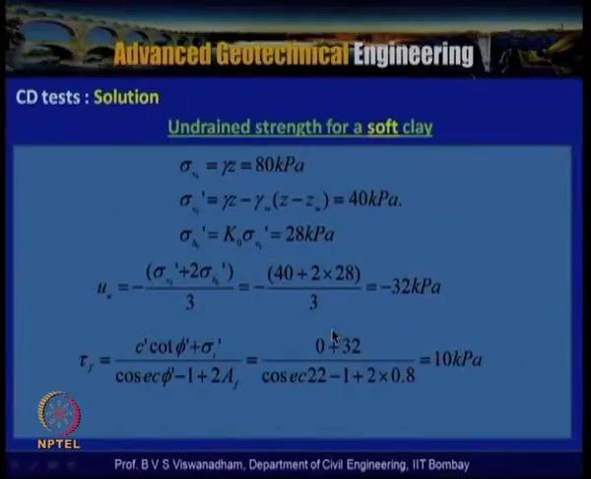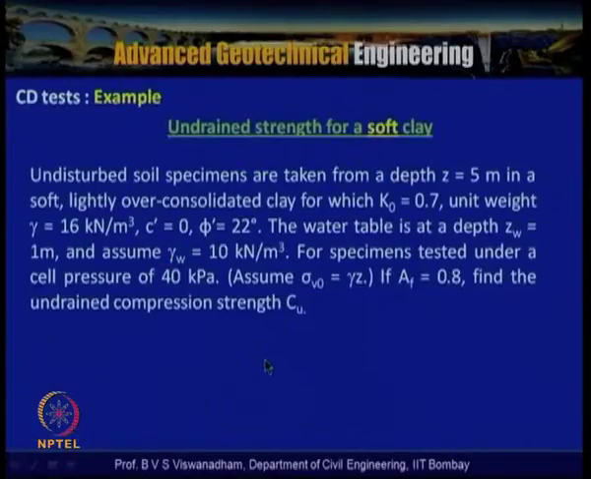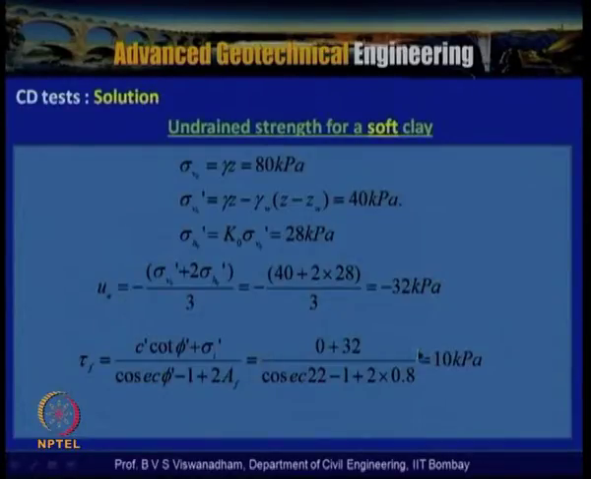And tau f now is c cot phi plus sigma dash, which is obtained as 32 kilopascals, that is UE is equal to sigma dash, that is 32 kilopascals. So cosecant phi dash, phi dash is given as 22 degrees, cosecant 22 minus 1 plus 2 into 0.8. So with this, the shear strength at failure works out to be 10 kilopascals.